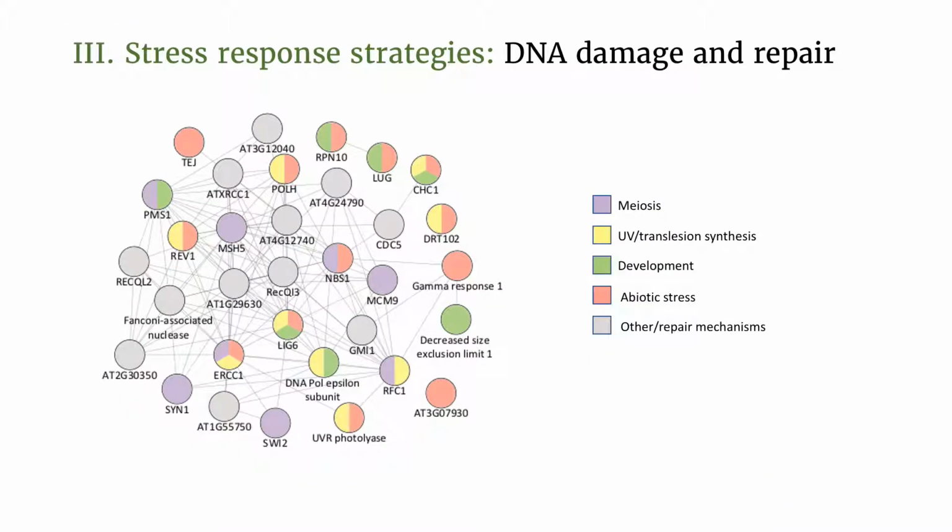The last example is from Negundo. The fact that it is generally contracted makes the areas where it is expanded more interesting. There was enrichment in DNA damage and repair functionality, which could be further categorized in subgroups related to meiosis, UV and translesion synthesis, developmental processes, and abiotic stress.